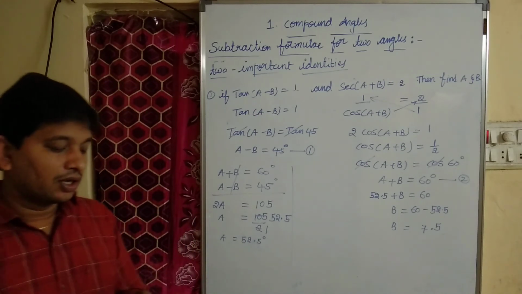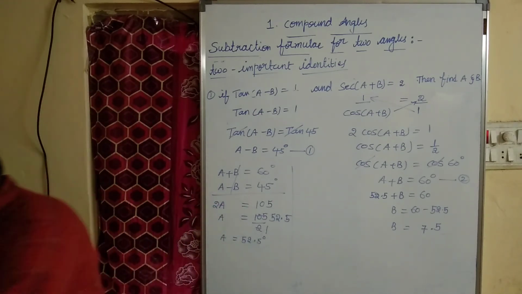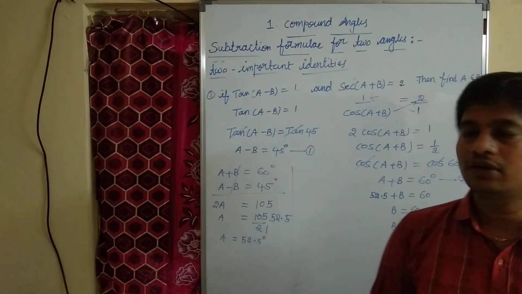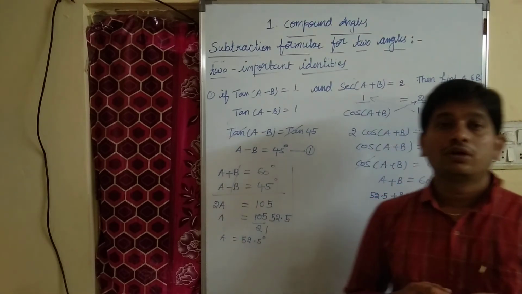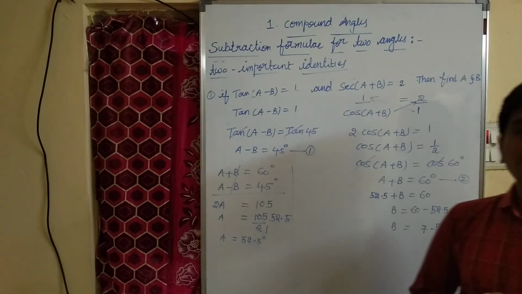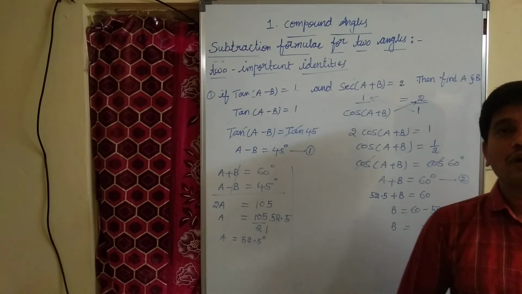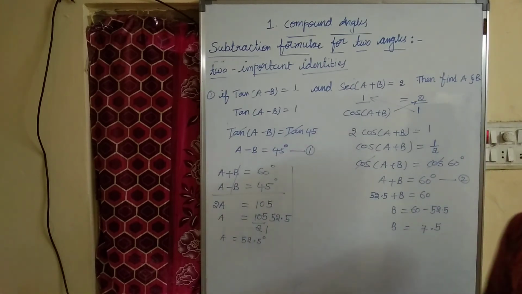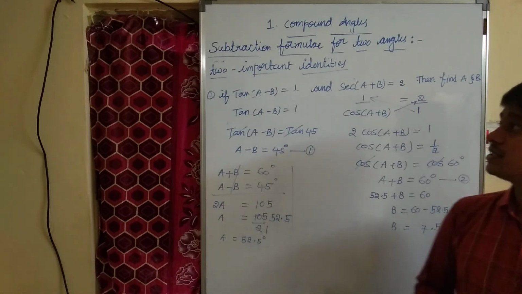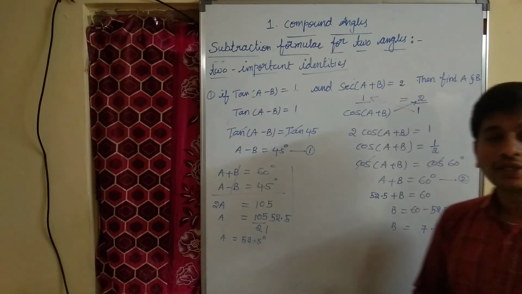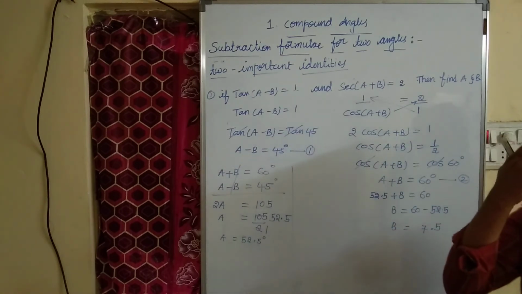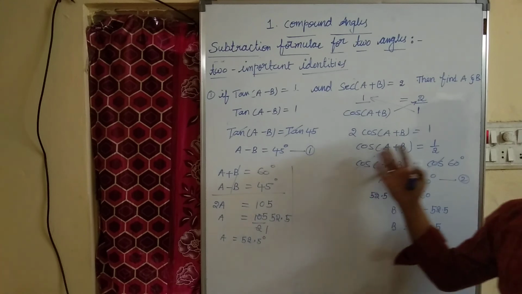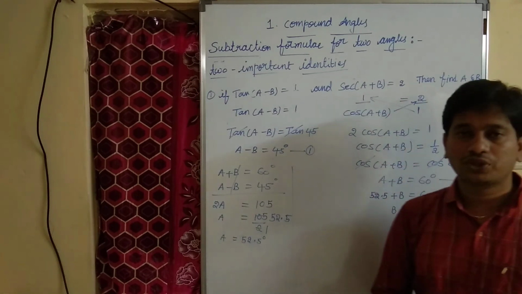So these are the most important questions that may be asked in our first term exam. Children, I hope you understood compound angles. In the previous video we discussed the addition formula for two angles, and in this video we have discussed the subtraction formula for two angles and two more important identities, and based on that we have done some numericals as well. These two sums are the most important questions.